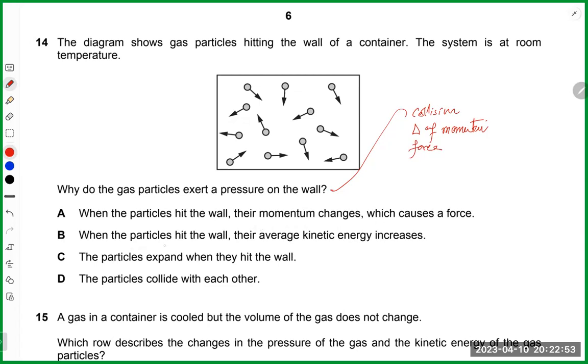When the particles hit the wall, their momentum changes, which causes a force. When the particles hit the wall, their average kinetic energy increases? No, that does not happen. The particles expand when they hit? That really does not happen. The particles collide with each other? That is not the reason for particles exerting pressure on the wall of the container. So the answer is A.